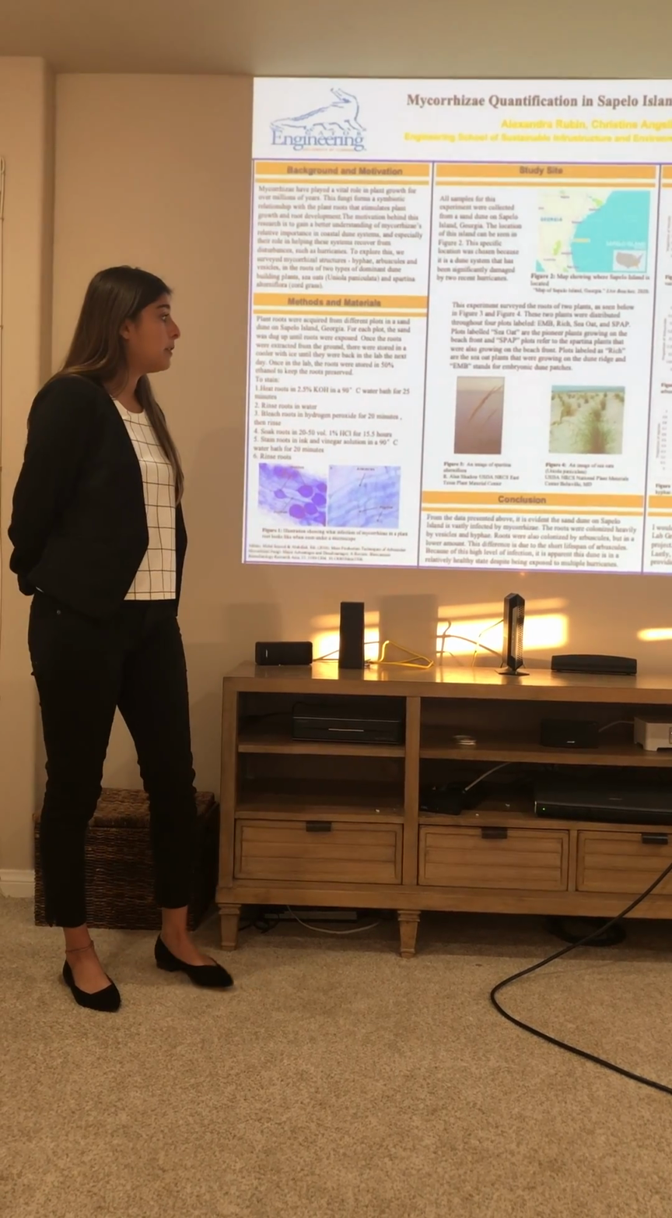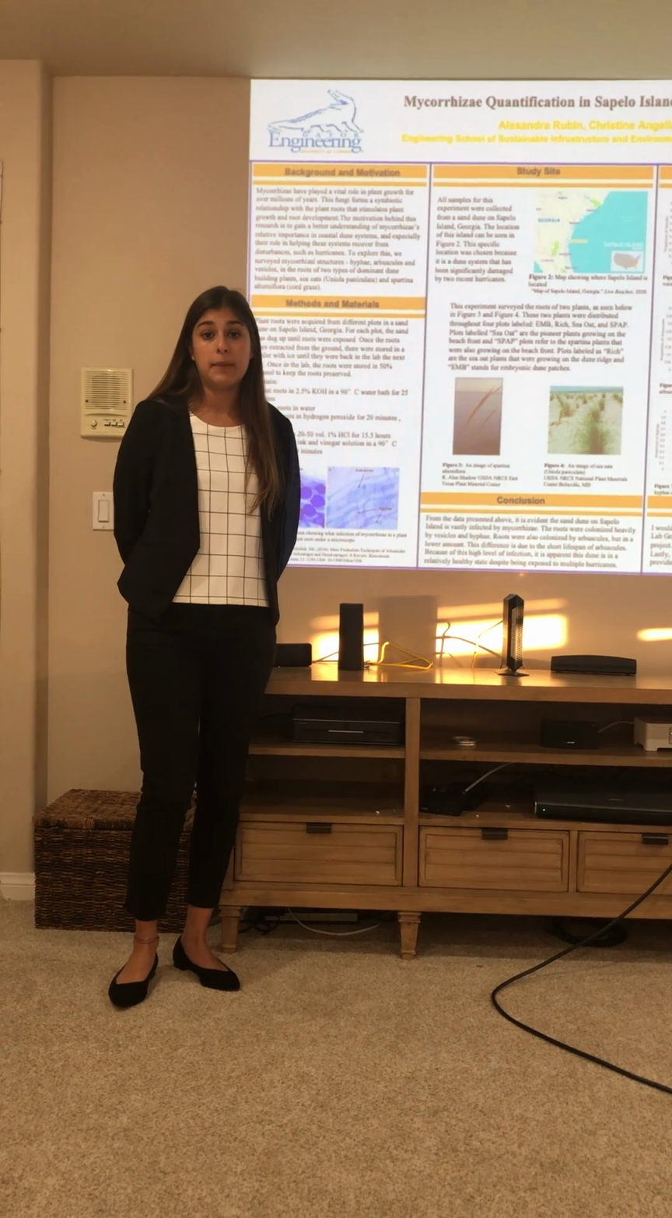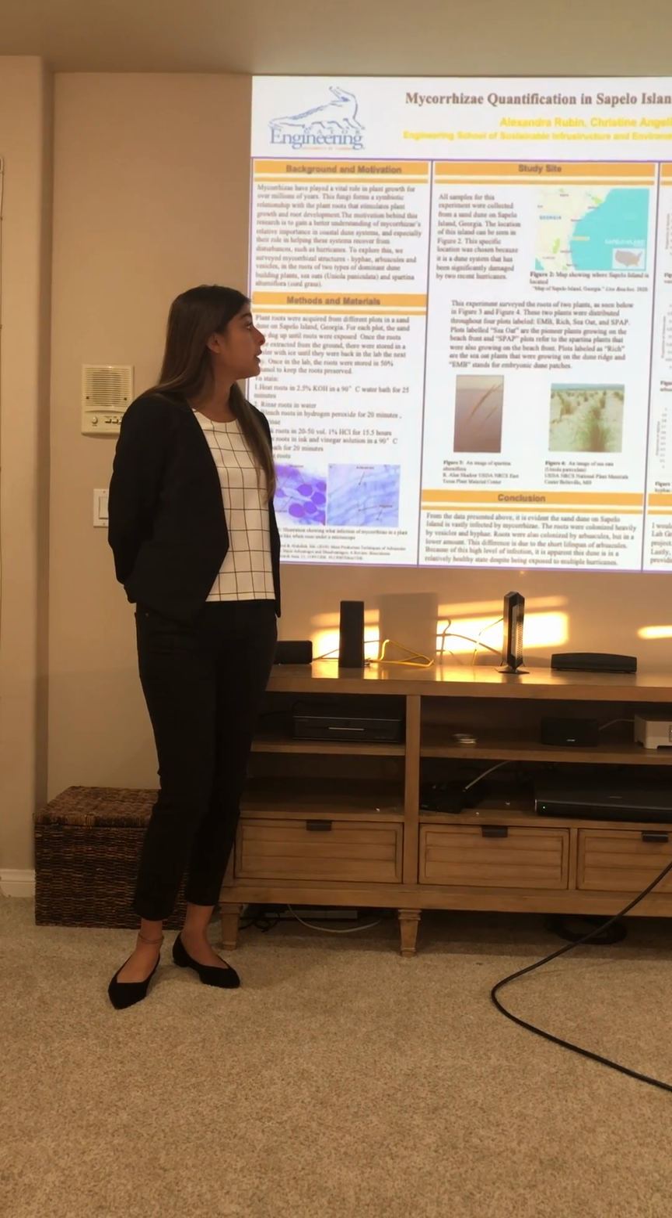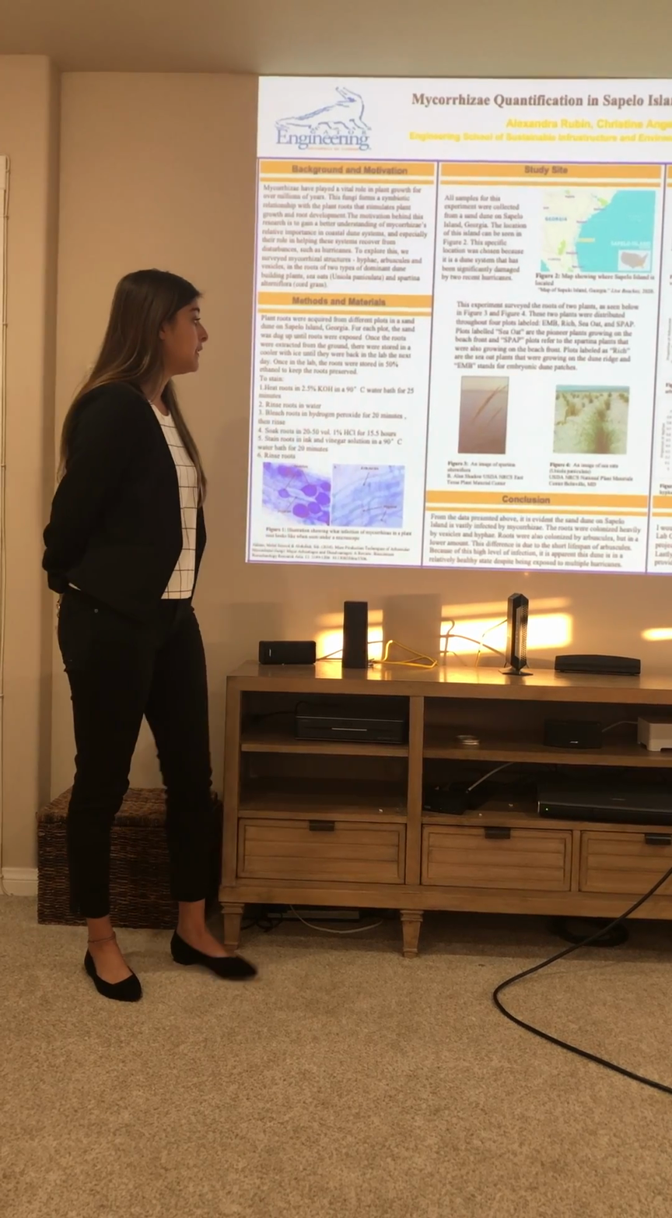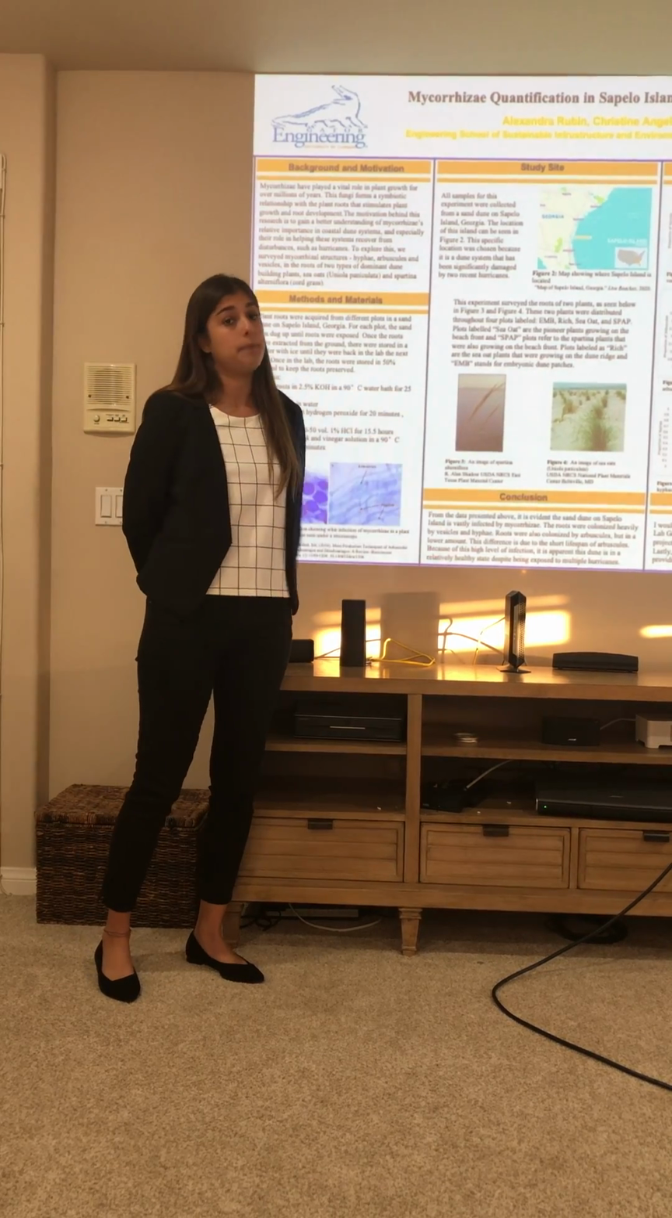So in the experiment, we looked at 2 different types of plants. The first plant we looked at are sea oats, and the second are Spartina. So you can see images of these 2 different types of plants here.